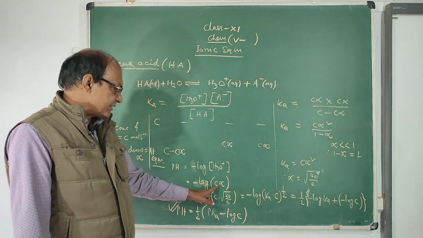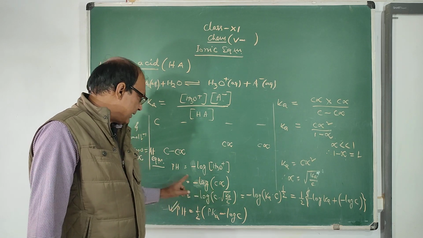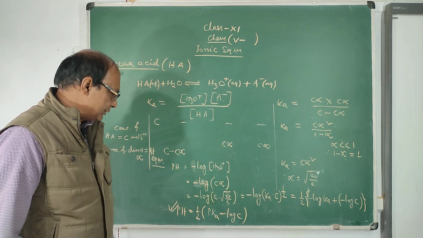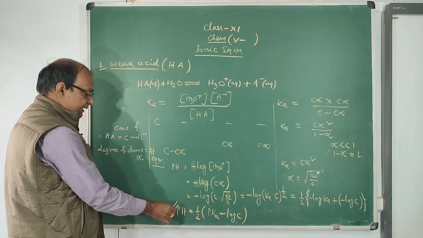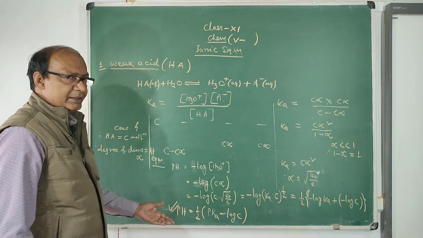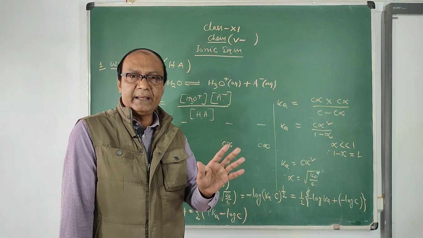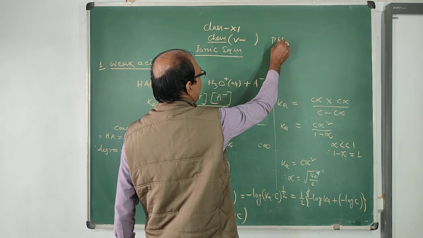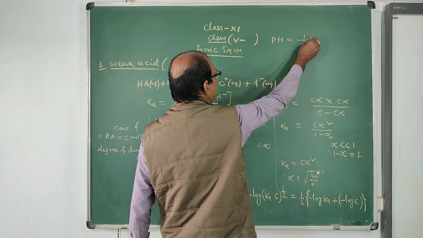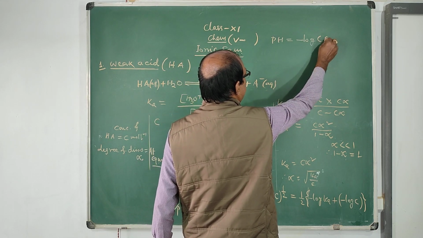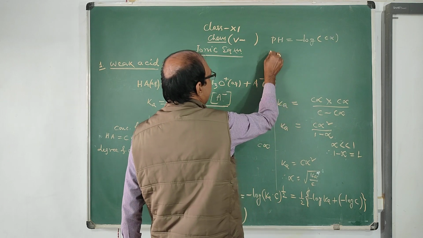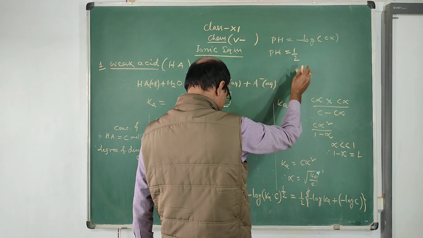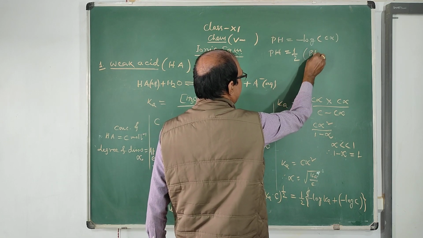However, if concentration is given and alpha is given, you can directly find out by using this relation, minus log C alpha. So this is the expression of pH for weak acid. What is the expression? pH equals half pKa minus log C. So we are writing that pH equals two expressions: number 1, minus log of C alpha, and number 2, pH equals half of pKa minus log C.